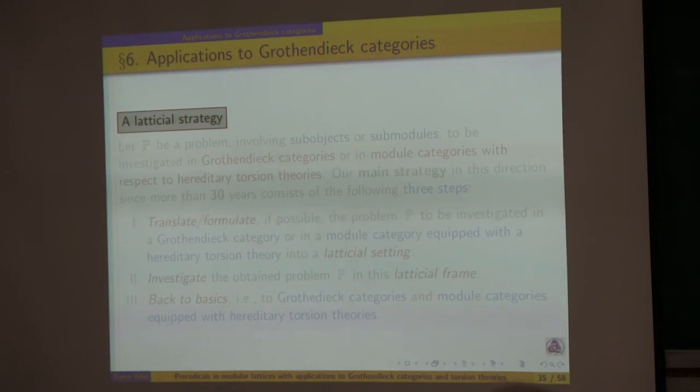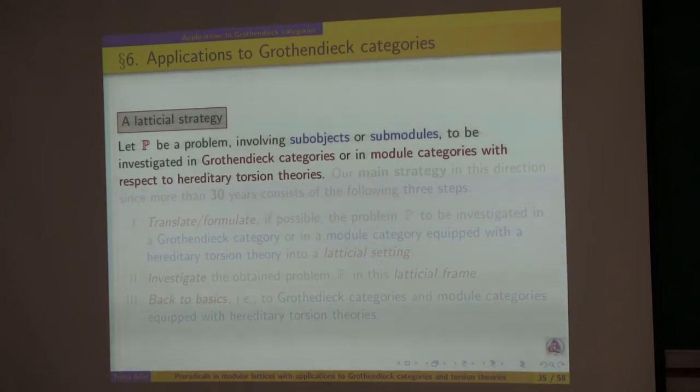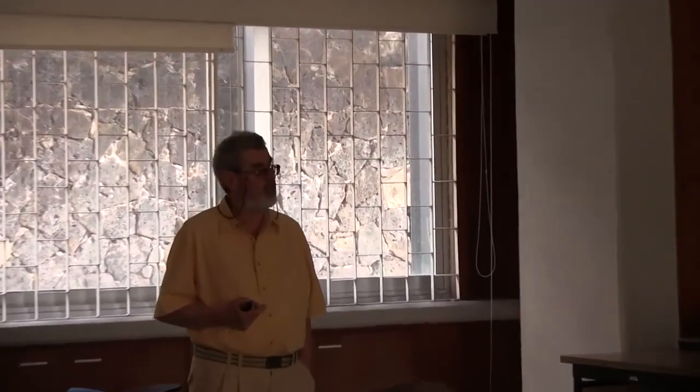Now we have an application to Grothendieck categories. Now it's time to present first a lattice strategy. We have a problem which involves subobjects, which are supposed to be investigated either in a Grothendieck category or in a modular category, which have a torsion theory. And for more than 30 years, I have used the following strategy. The first one was in 1984.